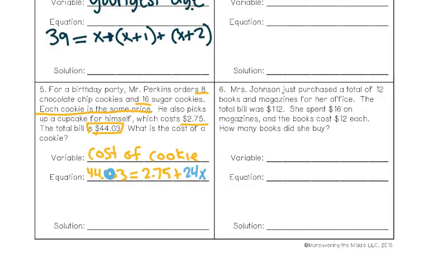All right, final question. Mrs. Johnson just purchased a total of 12 books and magazines for her office. The total bill was $112. She spent $16 on magazines and the books cost $12 each. How many books did she buy? So now, instead of finding the variable of the cost, we are going to be figuring out how many books she bought based on the cost. So our variable is number of books.